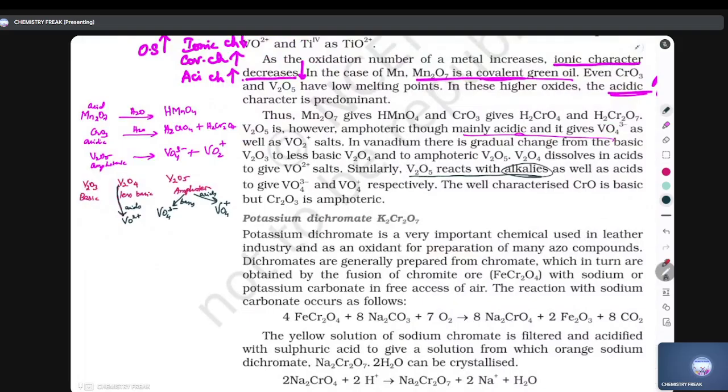V2O5 reacts with alkali. Alkali means bases. With bases, it is giving this. With acids, it is giving this. Now, these things you have to mug up. There is no other go. There is no point in understanding these things. These things you have to mug up.